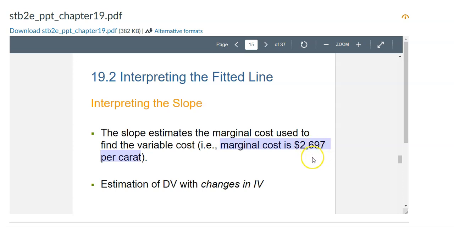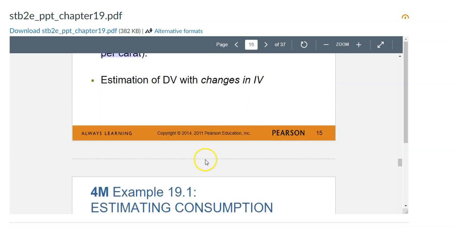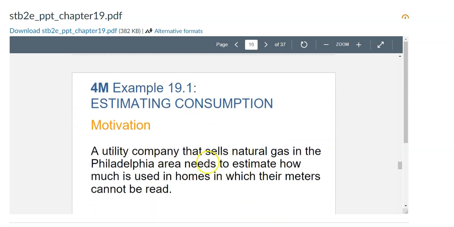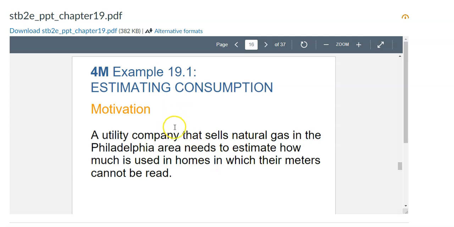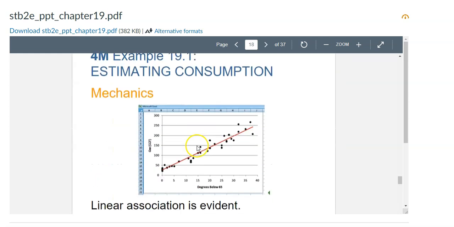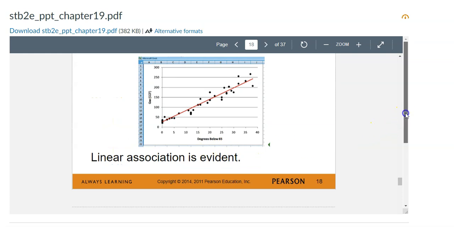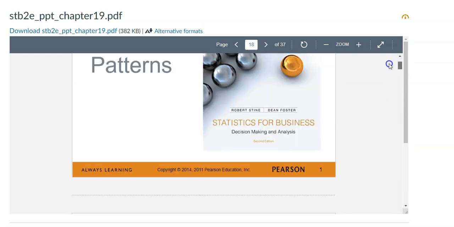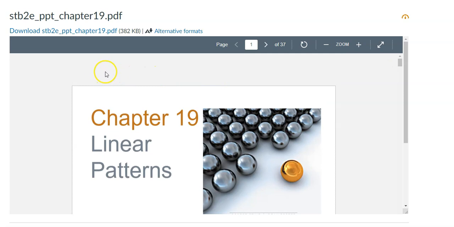In addition, do all diamonds have the same quality? With a certain weight, do they have exactly the same value? The answer is no. There are actually other variables involved. We also have another example here in the book, so I want you to read this. We are pretty much done with chapter 19, so let me move to chapter 20.